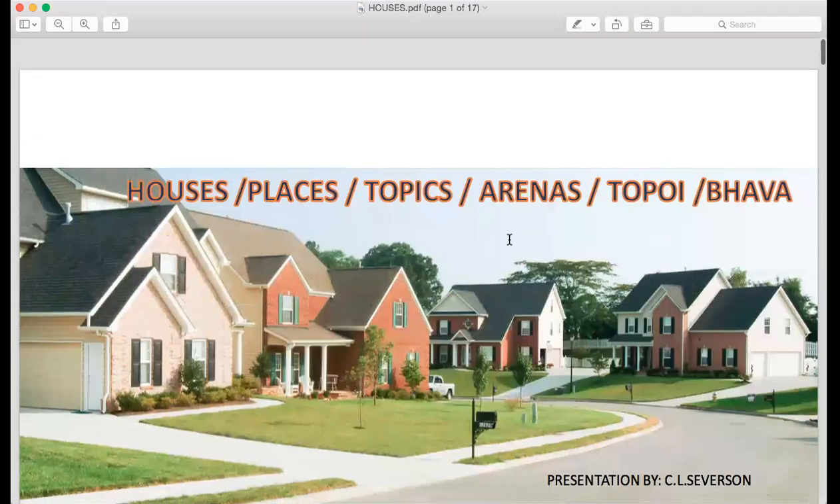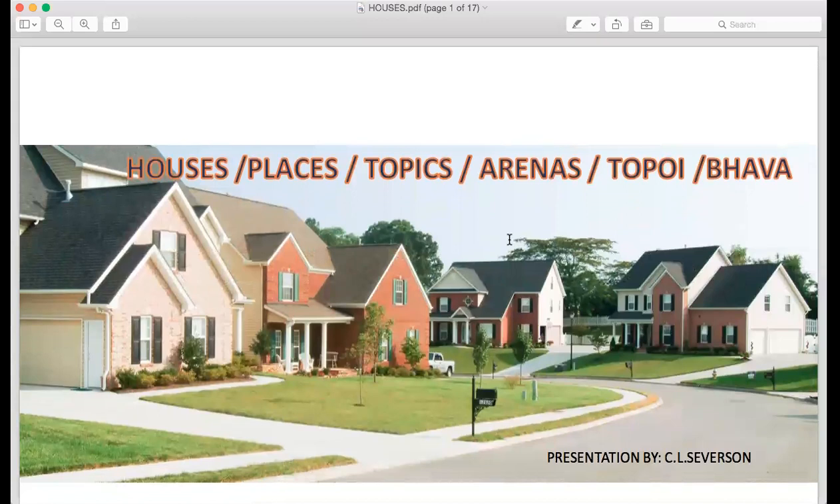So today we're going to be talking about the houses. The houses, places, topics, arenas, topoi, bhava. Topoi, as in topics, is the Greek word to signify this layer of astrology.